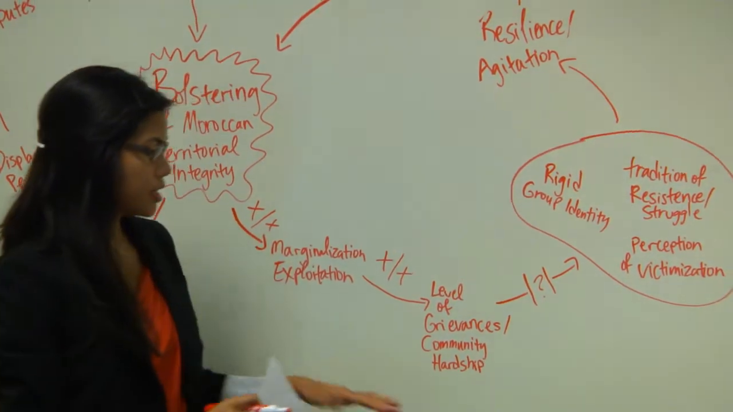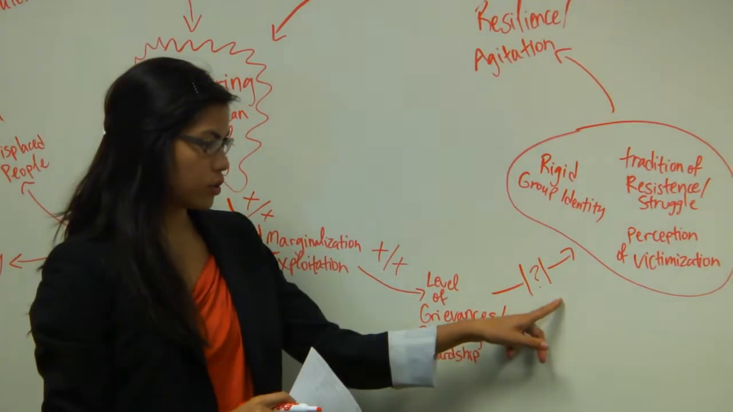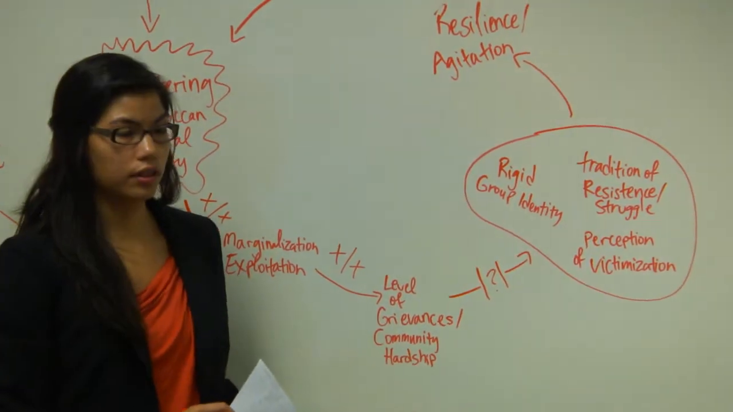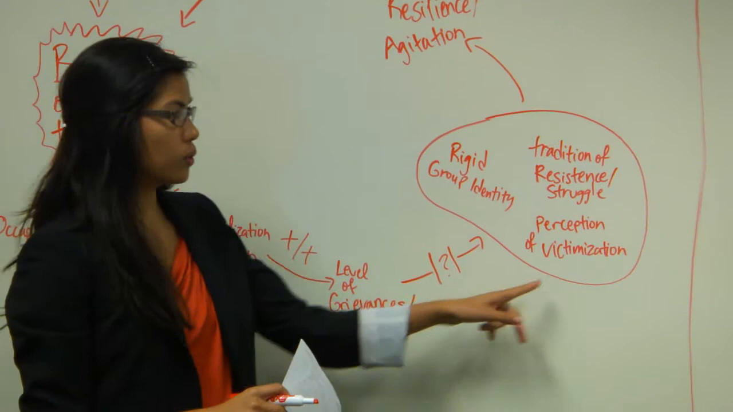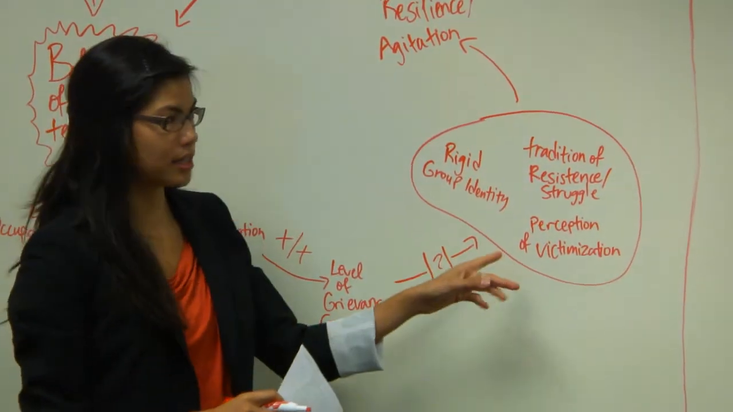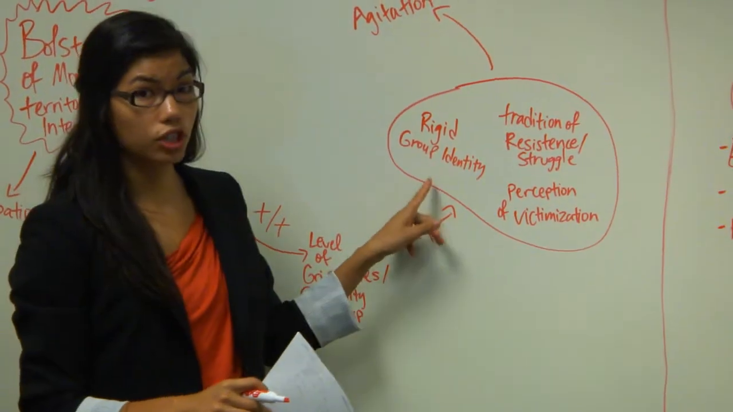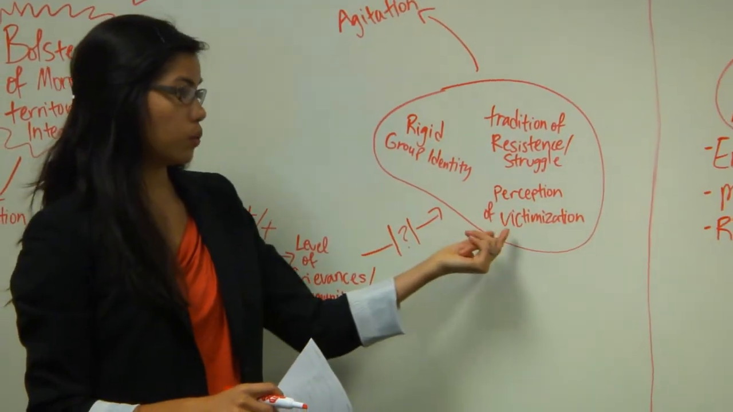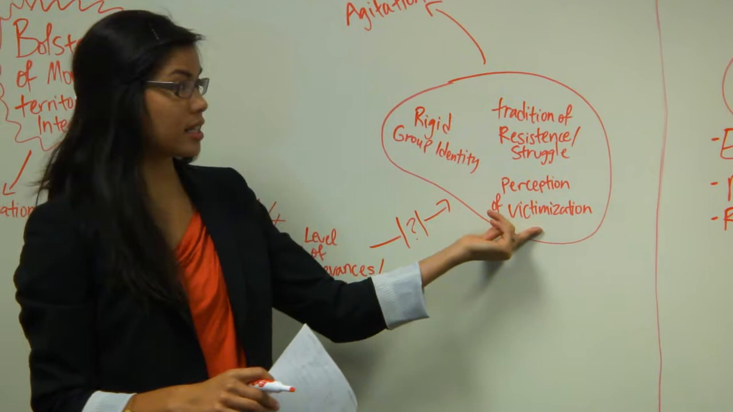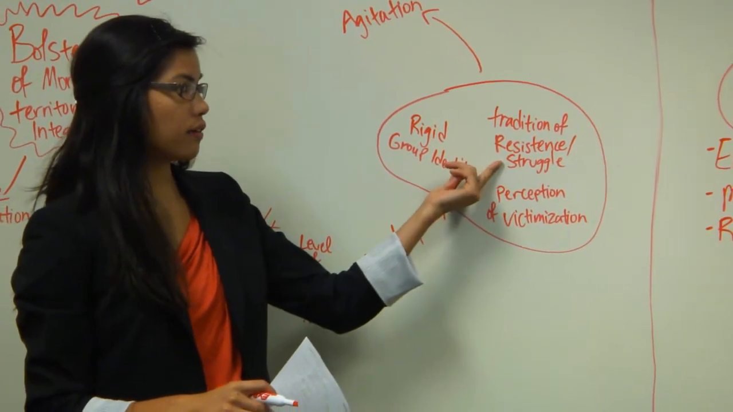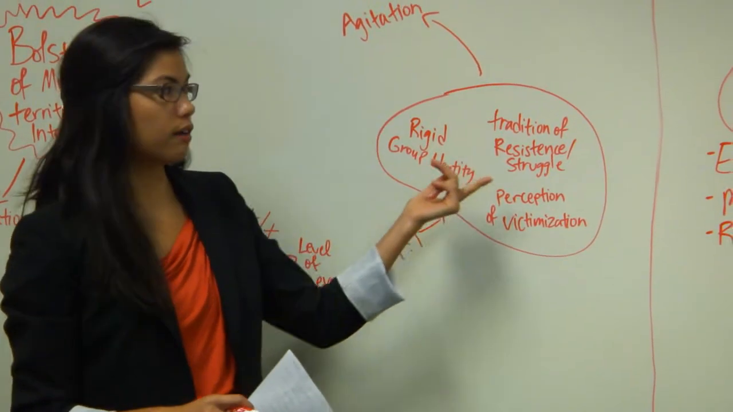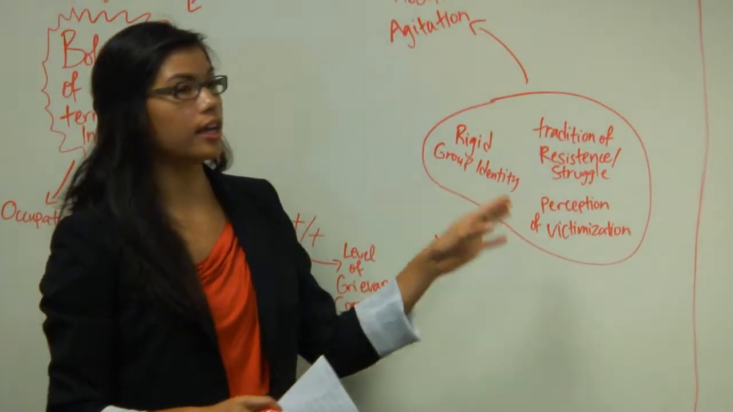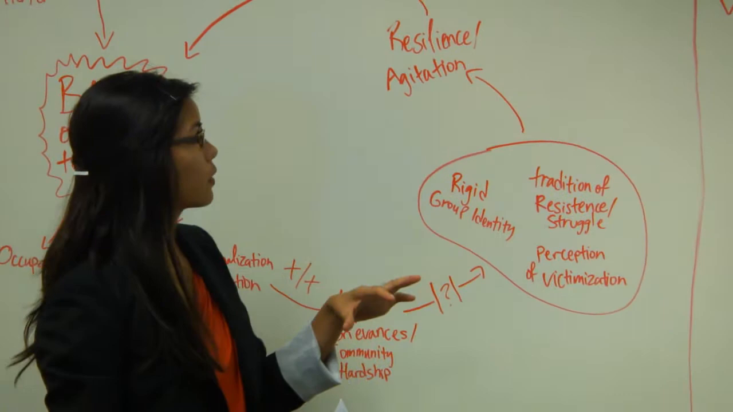That's a plus plus. And over time, which is what the question mark here is, the level of grievances contribute to what I've collected in this bubble over here, a very rigid group identity of what it means to be Sahrawi, which entails a perception of victimization and a very deep tradition of resistance and struggle, first against the Spanish colonial power and now against the Moroccan colonial power.